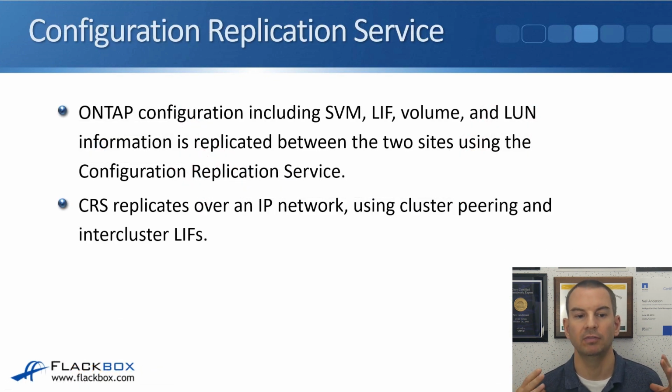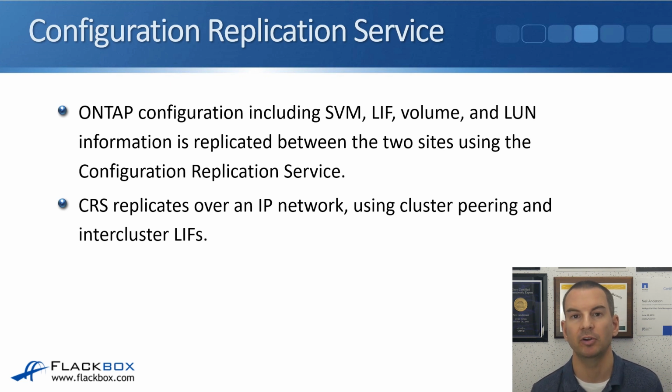Okay, now let's look at the configuration replication service. As well as the data in the volumes and the aggregates being mirrored between the two sites, we also need to have the ONTAP configuration known in both sites as well. So the ONTAP configuration, including SVM, LIF, volume, and LUN settings, is replicated between the two sites using the configuration replication service. This information in the configuration replication service does not use the Fibre Channel connections.